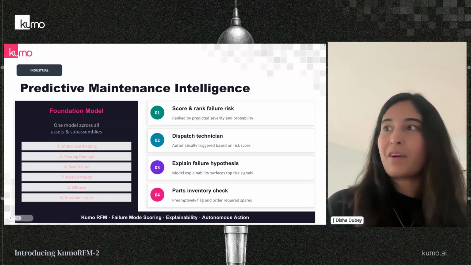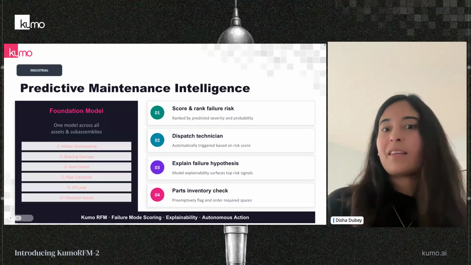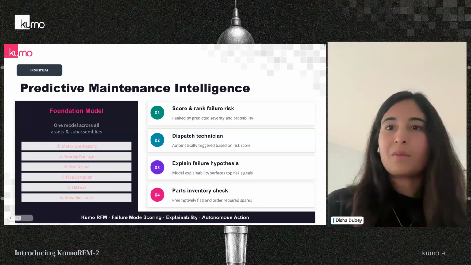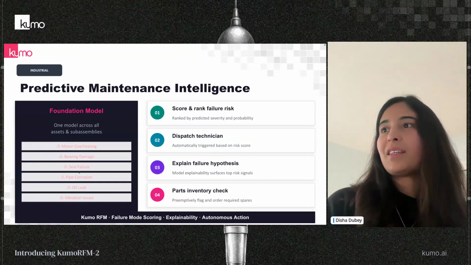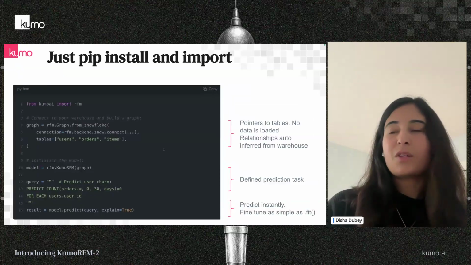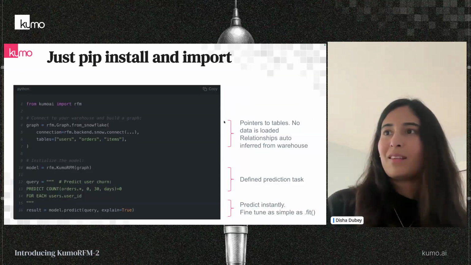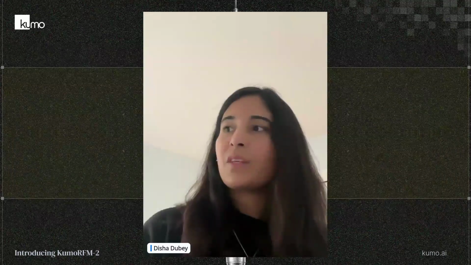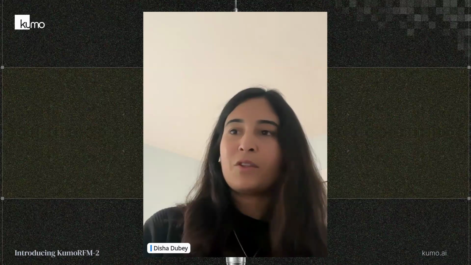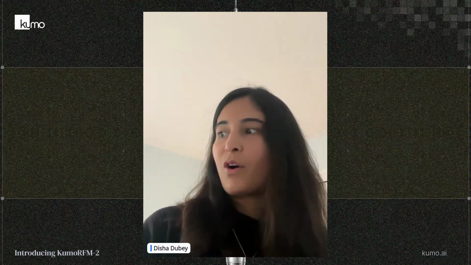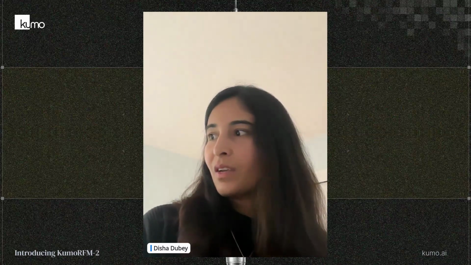This is what the foundational model gives you. And the key difference here is this isn't just a custom model per use case. What we did was we used the foundational model. We connected the data, and we pointed it to the foundational model and got the predictions instantly.